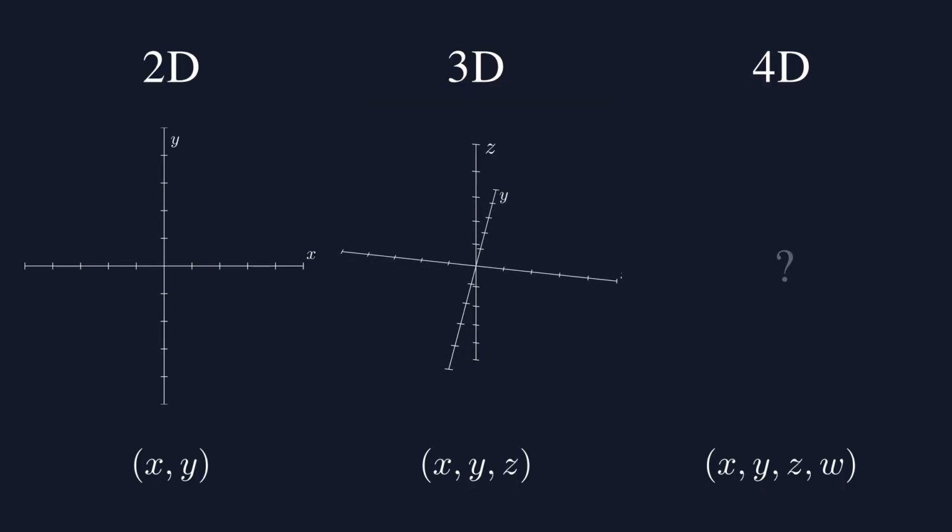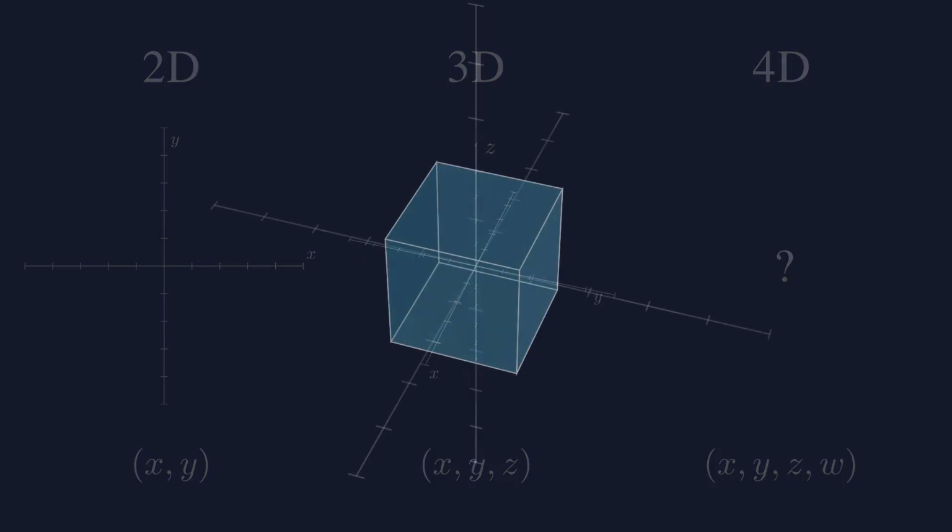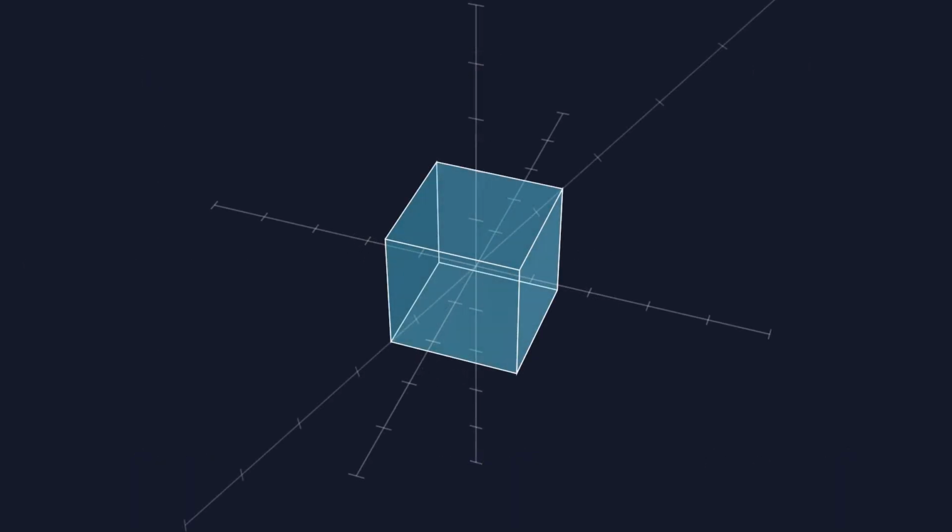But we technically can't see it because we are three-dimensional creatures. What we can do is try to represent it mathematically as a fourth axis. But keep in mind, this is not a true fourth dimension.